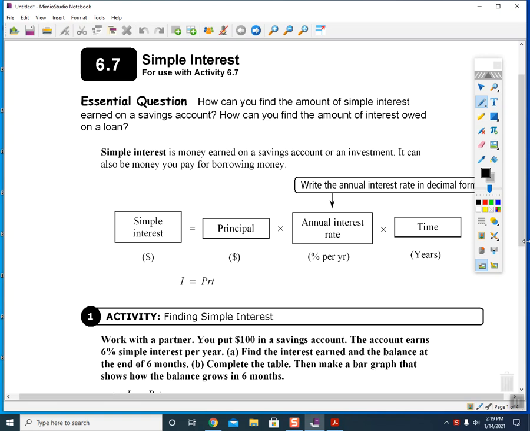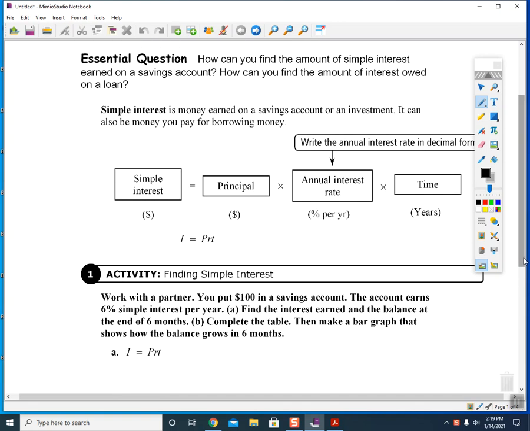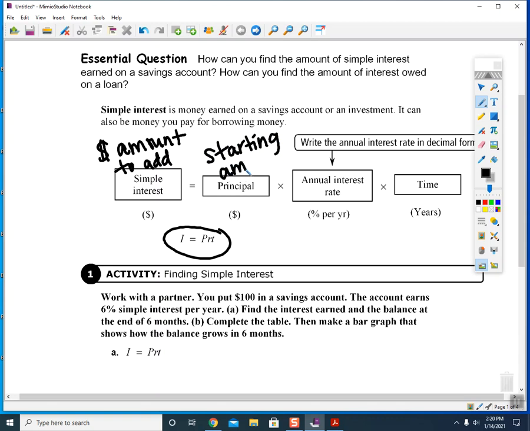So as we are thinking about investment or interest, here's what we care about. We have this equation down here, I equals PRT. So I is our simple interest. It's our dollar amount that is our interest. So it's the dollar amount we're adding. Our principal is our starting dollar amount. So it's what you start with. So if I put $100 into the bank, my principal is $100 because I am starting with $100 in there.